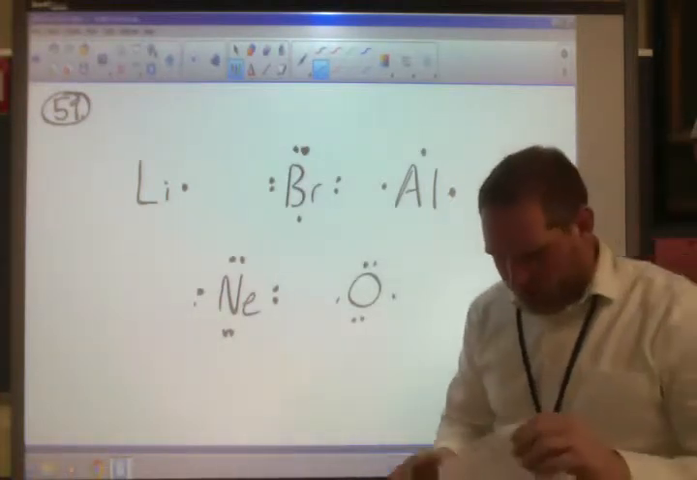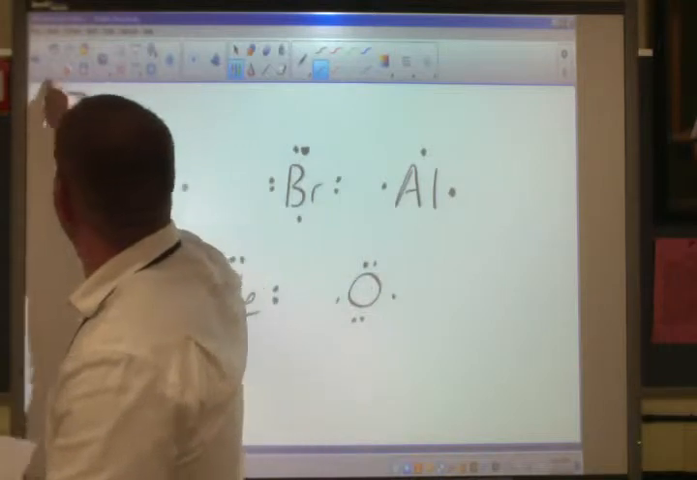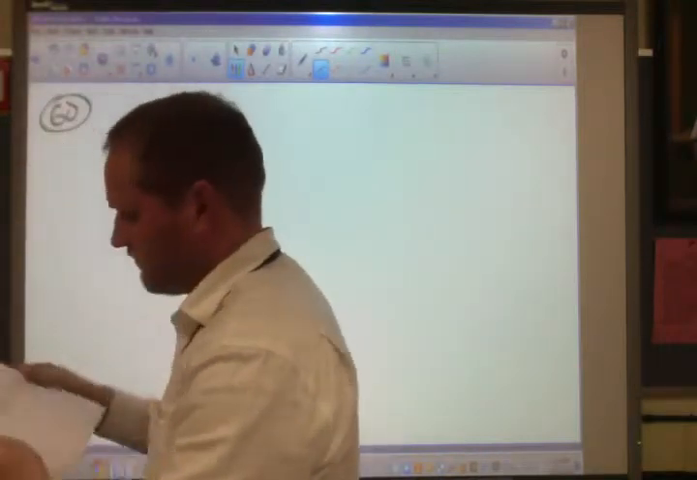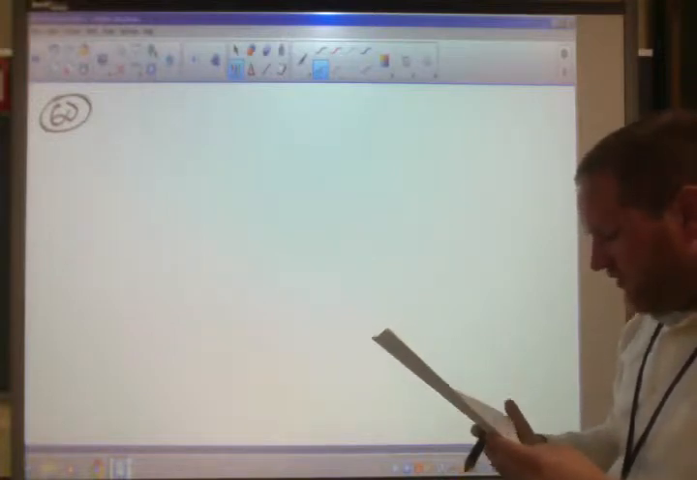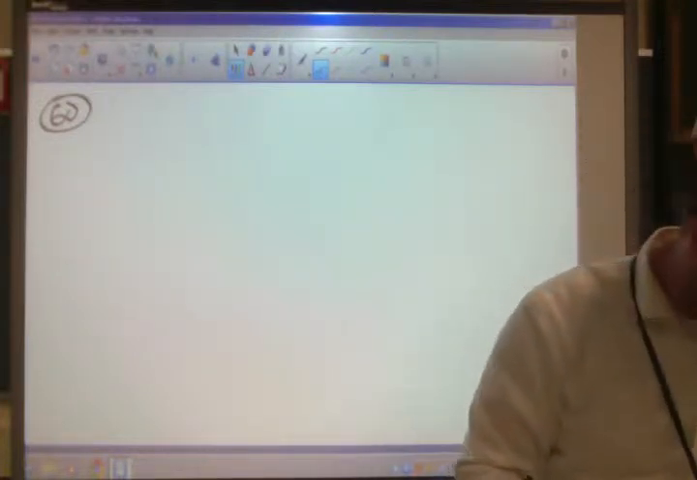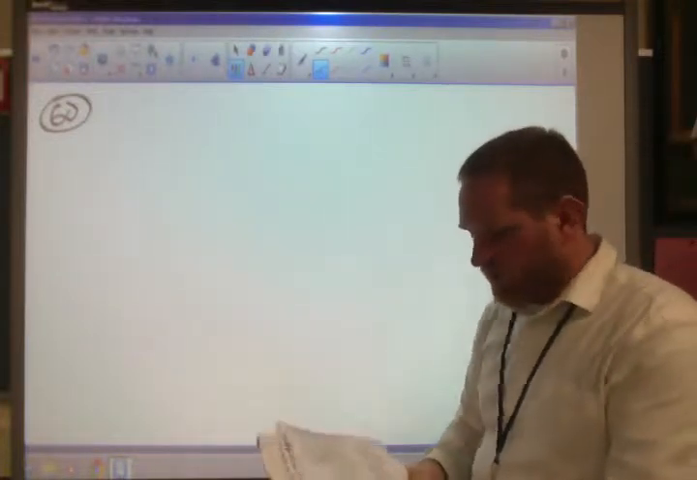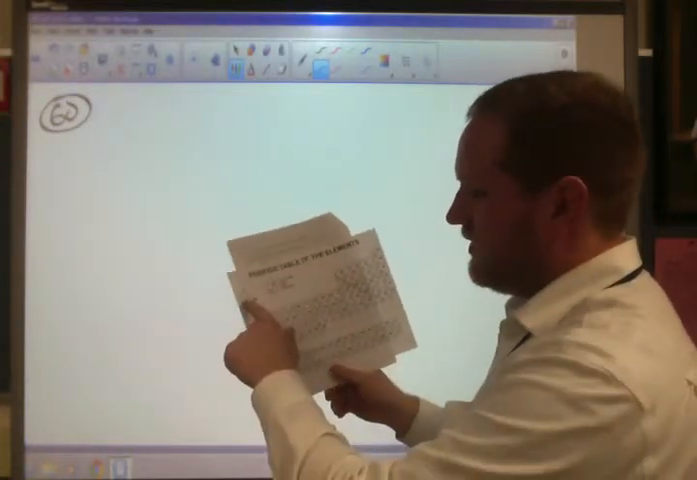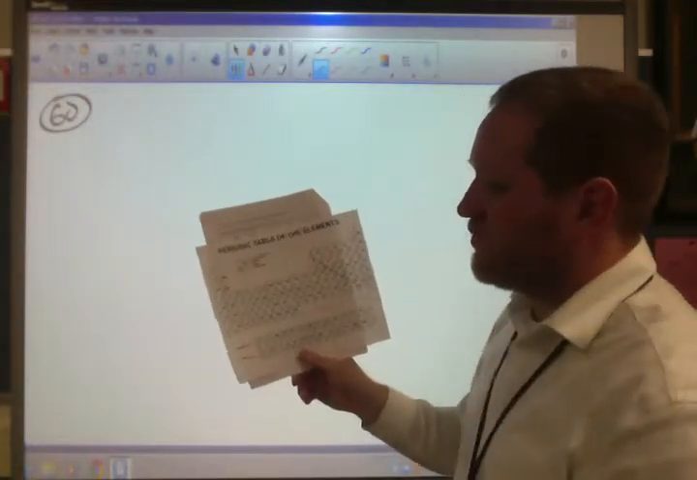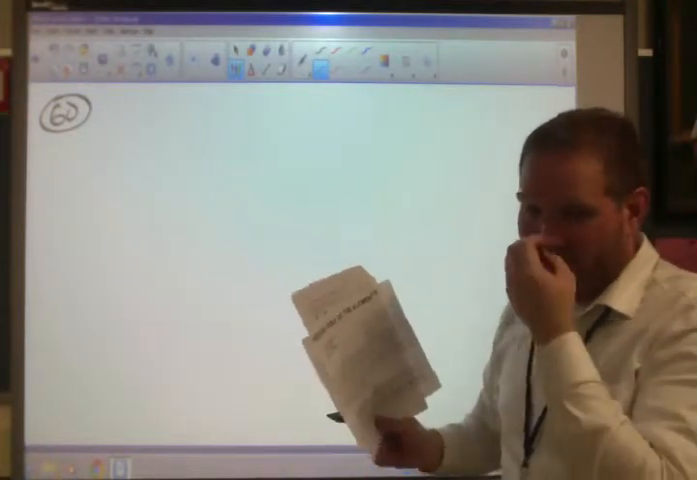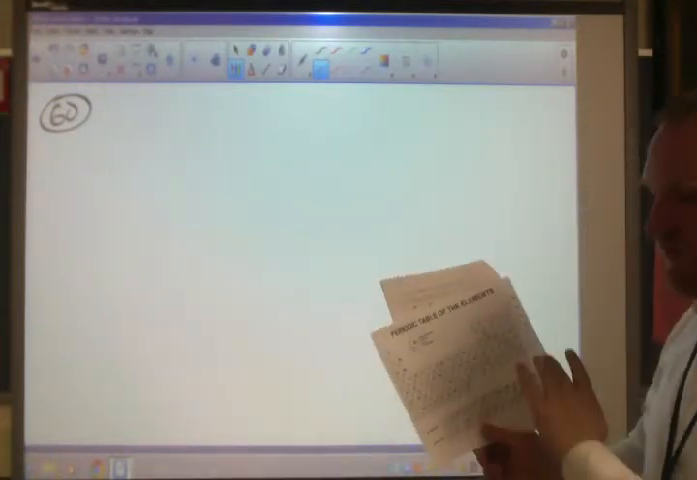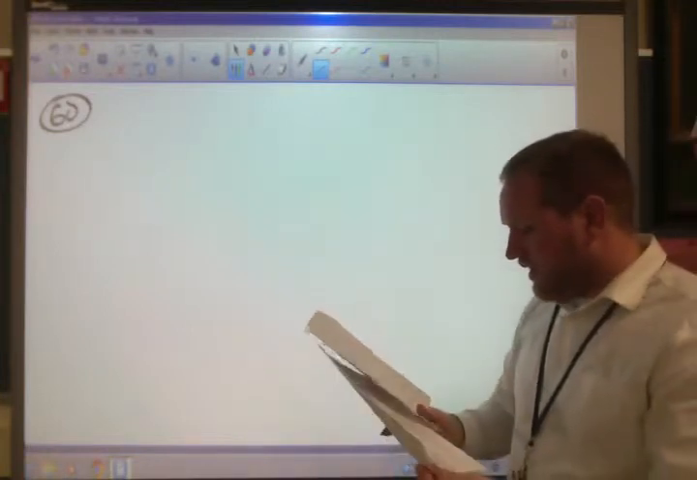Okay. Number 60. Identify one element from each of the following groups. Alkali metals, that's group 1. So you could say lithium, sodium, potassium, rubidium, cesium, or francium. Don't say hydrogen though. Even though it's in group 1, it's not a metal, it's a non-metal. Hydrogen's over there way by itself.